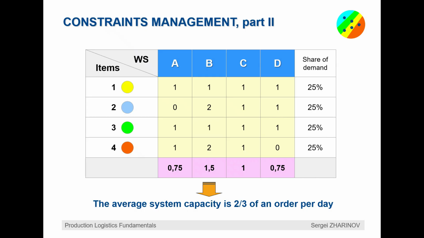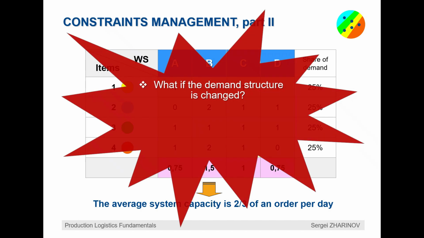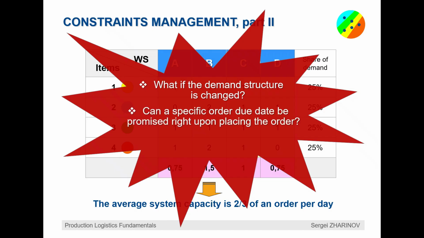Let's now use the same example to explore 3 other common questions that arise when applying DBR. Namely, what if the demand structure is changed? Can a specific order due date be promised right upon placing the order? And what if the length of the rope is changed? The answer to the first question is quite clear without additional explanations.